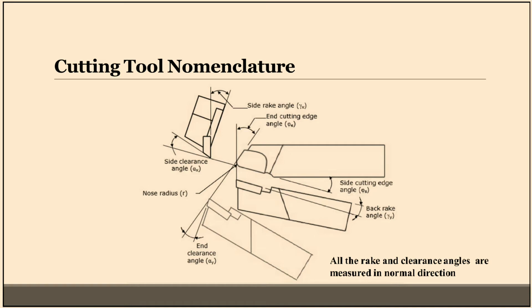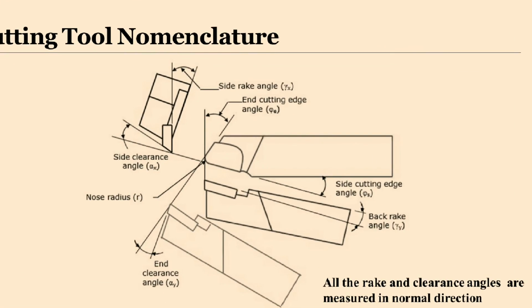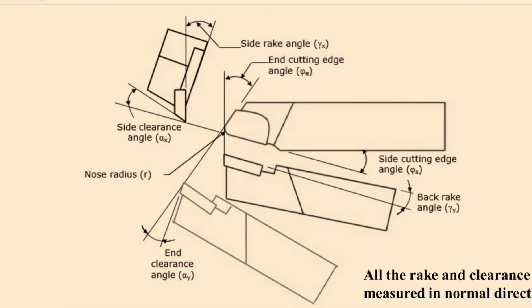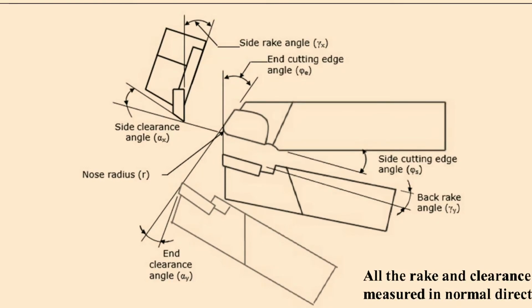Side rake angle, we describe it as gamma x. Next one, end cutting edge angle, phi e. Side cutting edge angle, phi s. Back rake angle, gamma y. Side clearance angle, alpha x. Nose radius r. And end clearance angle, alpha y.